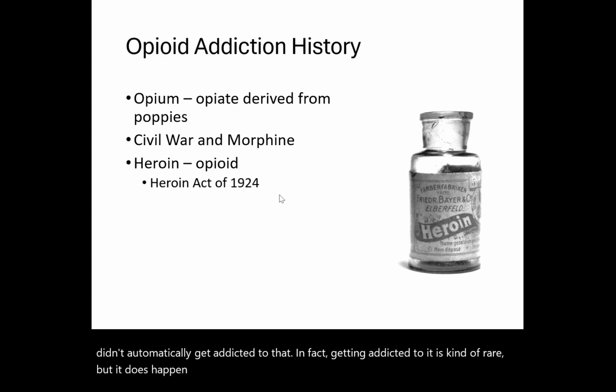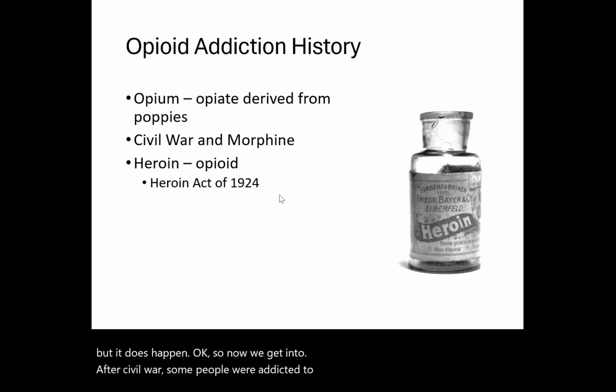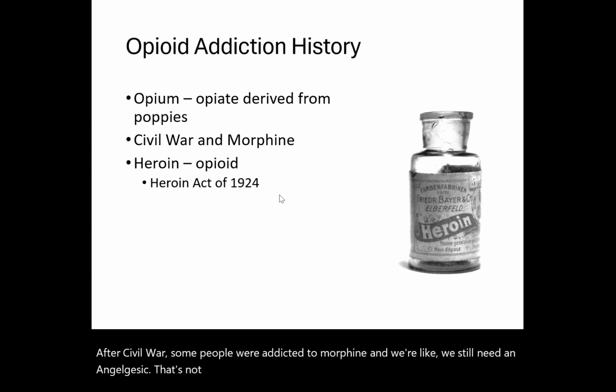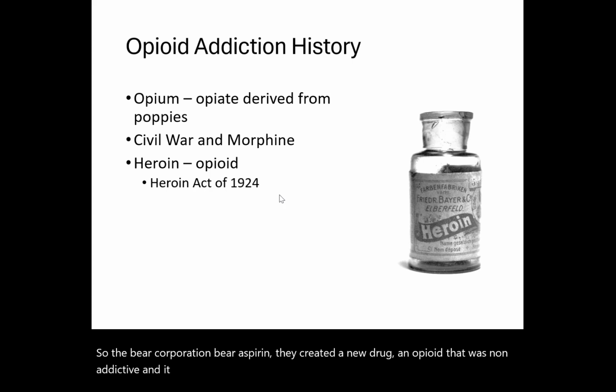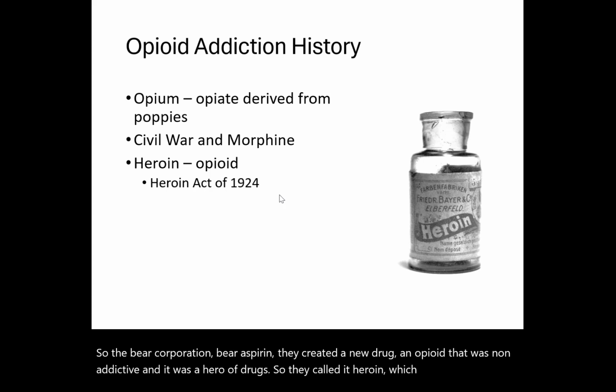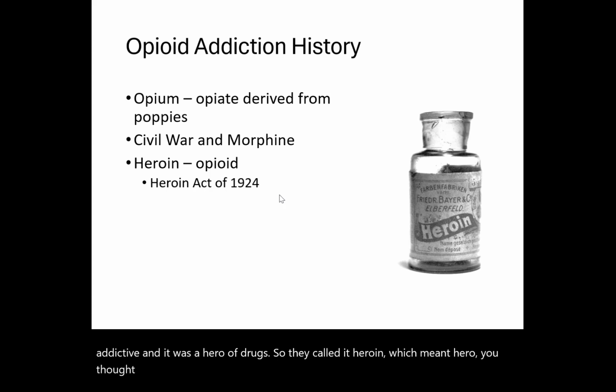Okay, so now we get into after the Civil War, some people were addicted to morphine, and we're like, we still need an analgesic that's not addictive, not knowing that that's not possible. So the Bayer Corporation, like Bayer aspirin, created a new drug, an opioid that was non-addictive, and it was a hero of drugs. So they called it heroin, which meant hero. You thought heroin was a street name?